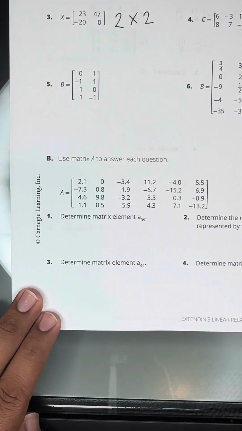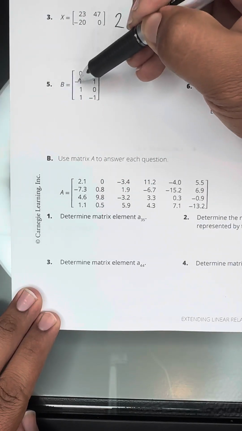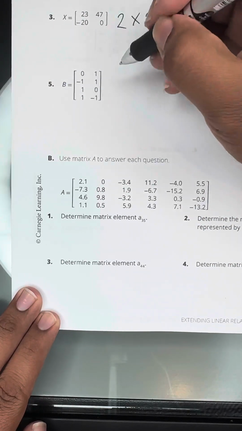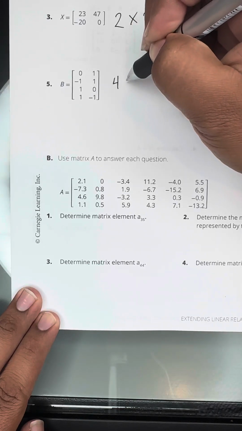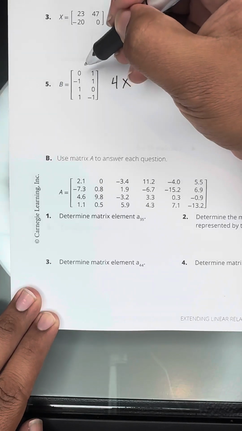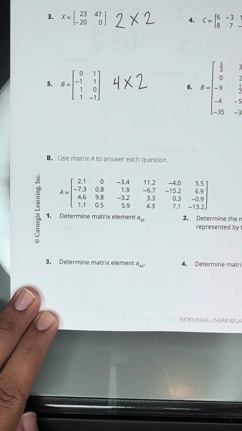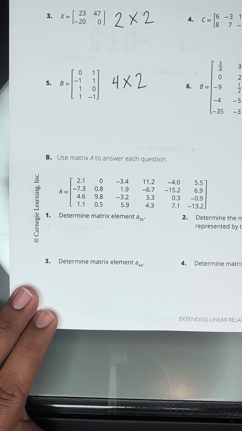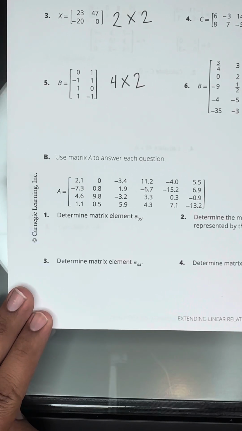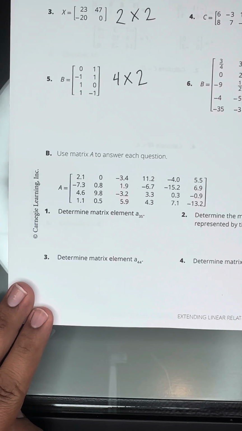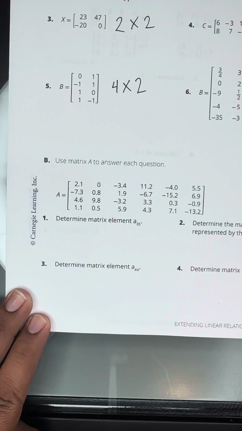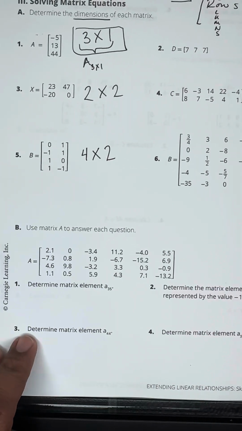And lastly, number 5. 1, 2, 3, 4. 4 rows times how many columns? 1, 2. That's a 4 by 2 matrix. Isn't too crazy, but definitely see what you can find. If you need additional practice, Google's your best friend.